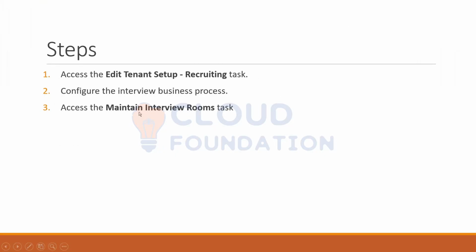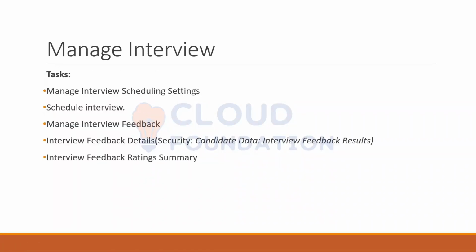So the steps for configuring it are: edit tenant setup recruiting task. Over there we have to enable the Outlook action. It will take 15 minutes for Workday to start aligning with Outlook. Then configure the interview BP and then maintain interview rooms. Using this task we will get into Outlook, and like we generally create calendar events, we will do it that way. I'll try to manage a screenshot for this tomorrow.